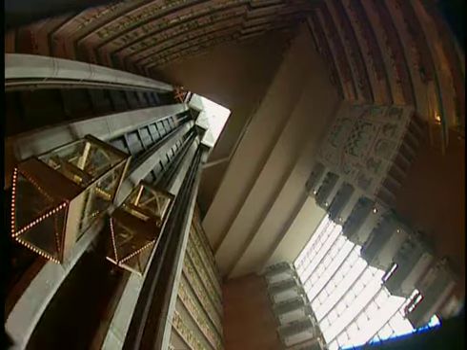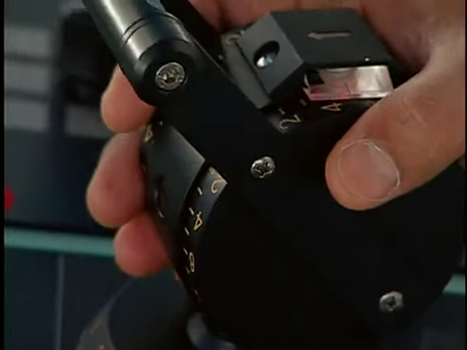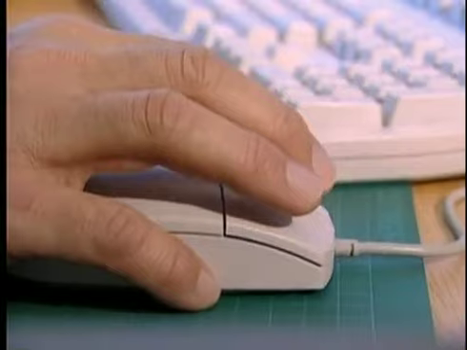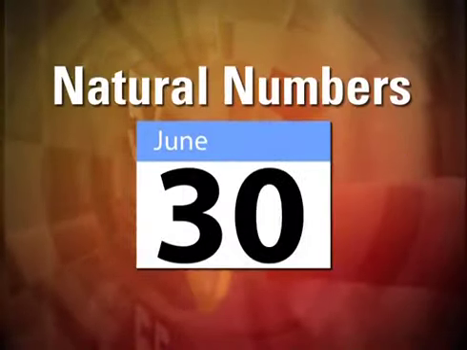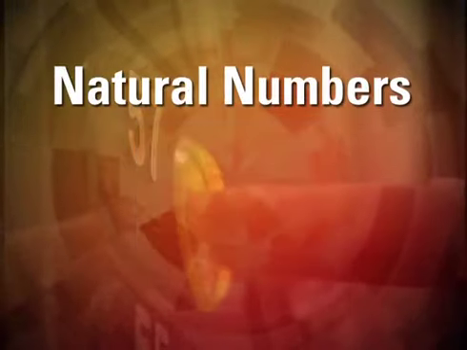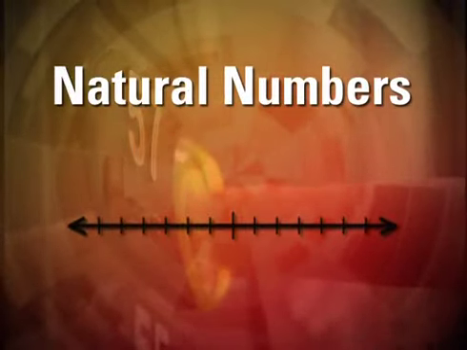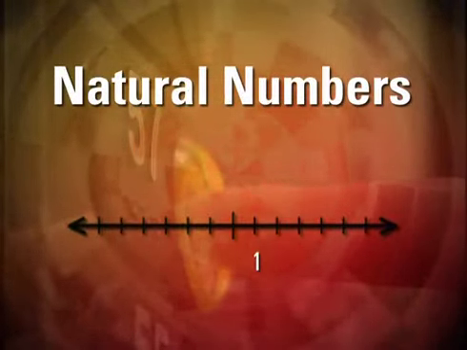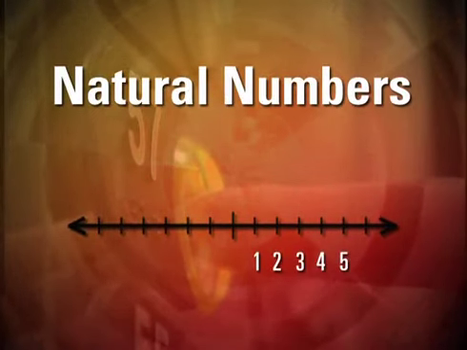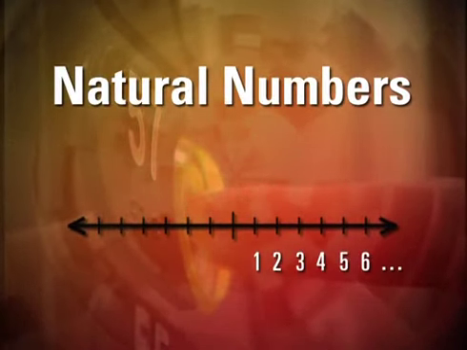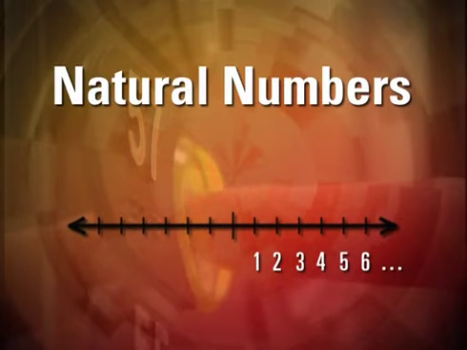Numbers are essential in modern life. We use different types of numbers for different purposes. The dates on this calendar are natural numbers. Natural numbers, forming one of the most basic sets, are the counting numbers. The number 1 followed by 2, 3, 4, 5, and so on. We use them for just that, counting things.